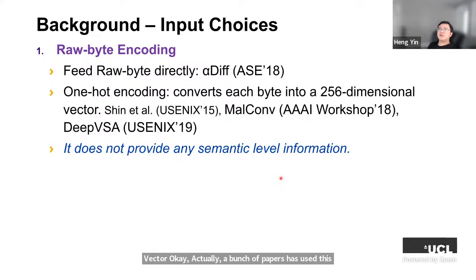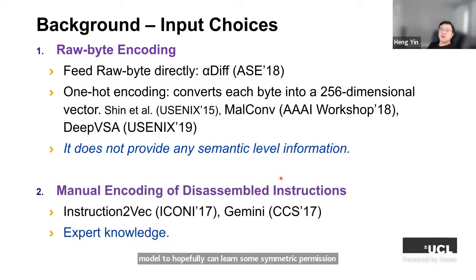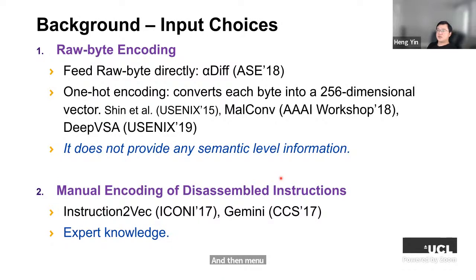I guess one downside is that it doesn't really provide any semantic-level information, and if it does, then you have to rely on a very sophisticated, expensive machine learning model to hopefully learn some semantic information out of it, which is really questionable. And then manual encoding of the disassembled instructions. For example, there's a paper called Instruction2Vec, which has some kind of encoding idea.